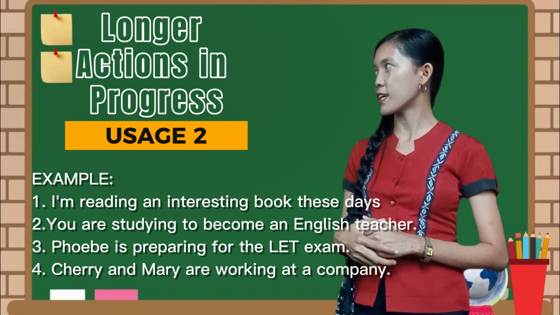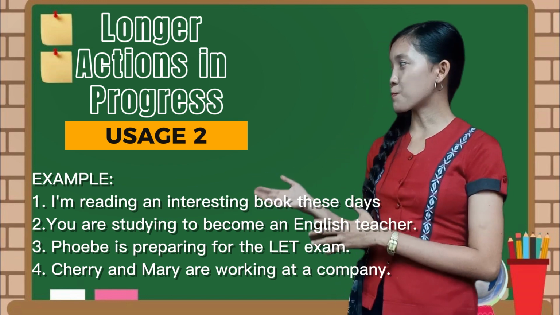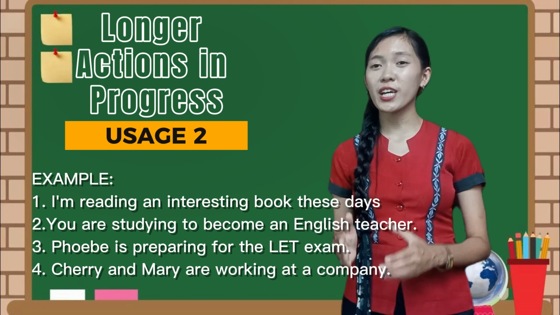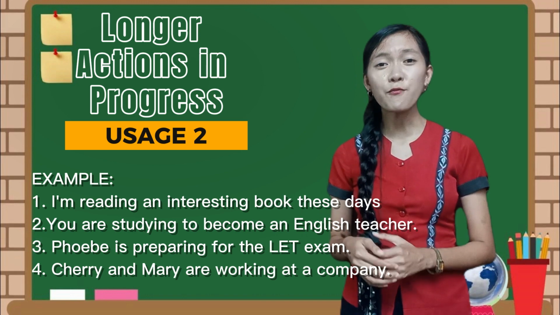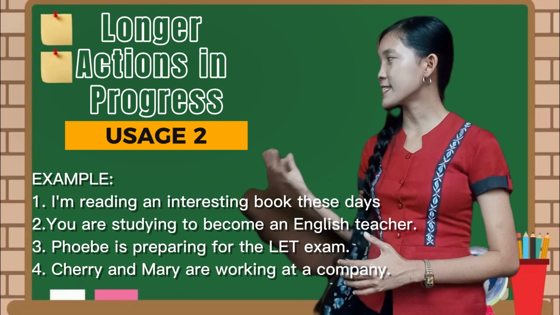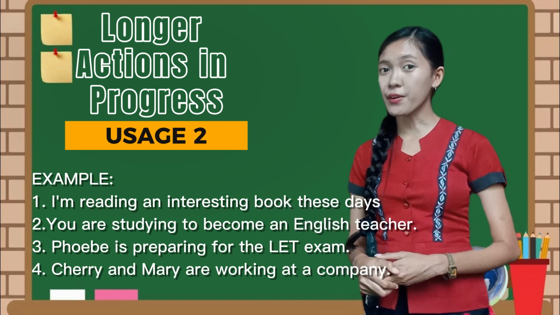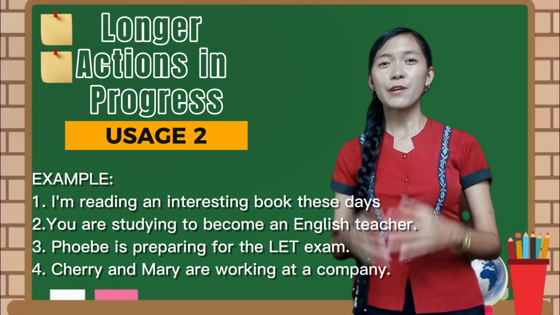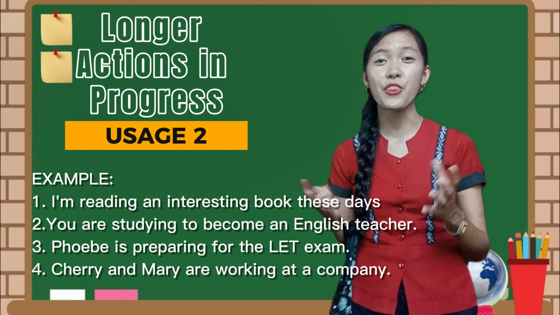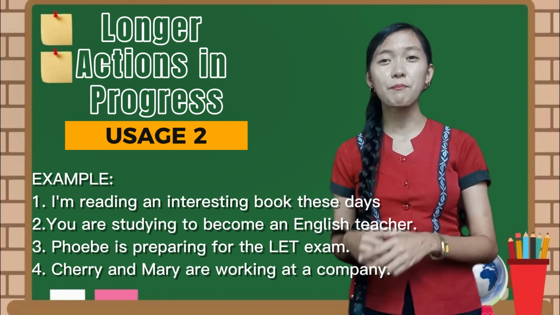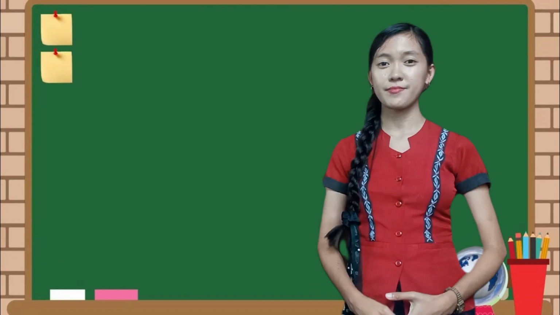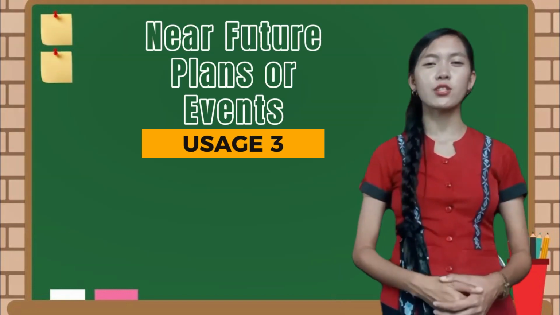Let us take another example. Phoebe is preparing for the LET exam. The subject here is Phoebe, which is a she. Therefore, we use the be verb is. Okay? And the last sentence says, Cherry and Mary are working at a company. If you look at the subject, Cherry and Mary, the pronoun for that is they. That's why we use the be verb are. That makes they are working at a company. Let's move on to the next usage.